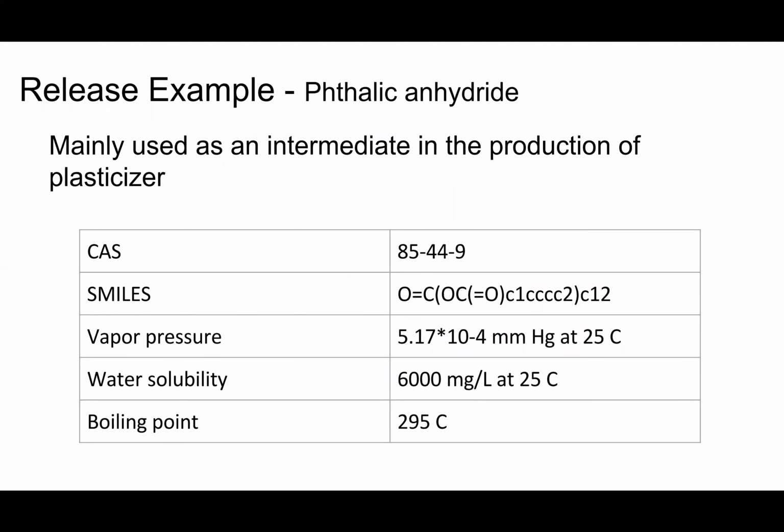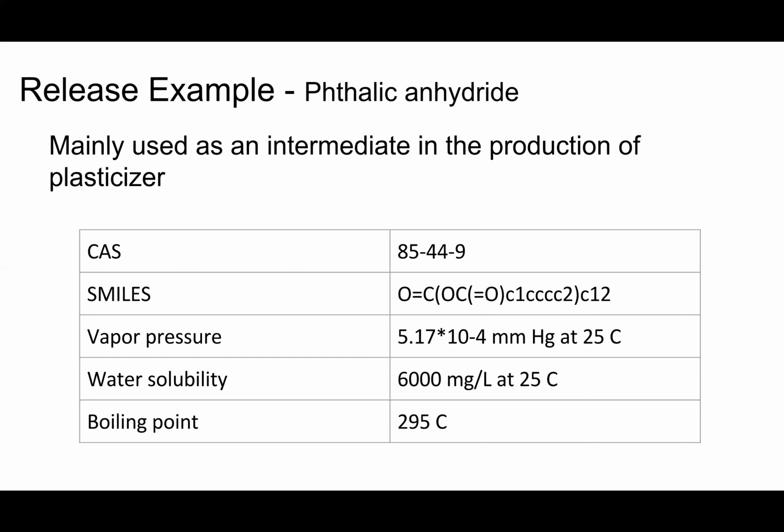And this is just showing an example of how the release module will work. So we're using phthalic anhydride as an example. As we know, we have very detailed information because this is a well-known chemical and is mainly used as an intermediate in the production of plasticizers. Its CAS number is 85449.